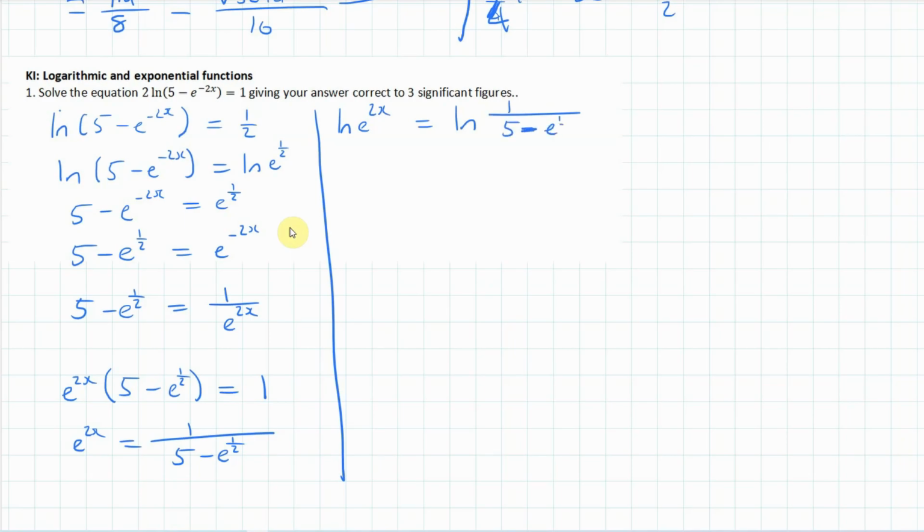Minus e to the 1/2. Now that will give me 2x on the side equals ln 1 over 5 minus e to the 1/2, and then I can get x by dividing that whole thing by 2. And when I do that, I'm getting negative 0.605, and that would be my answer.